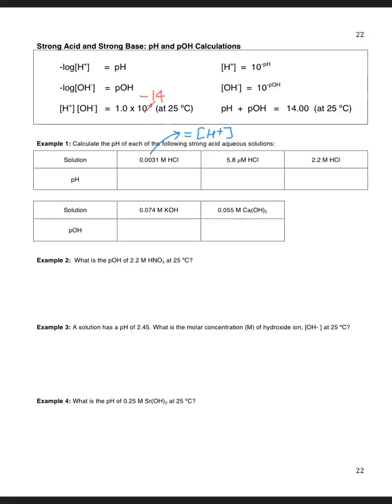Again, because it dissociates 100%, the ions produced would be 100% of what the original concentration is. Therefore, the pH of 0.0031 molar hydrochloric acid would equal the negative log of 0.0031, which is 2.51. Again, two significant figures from the concentration become two decimal places in the pH value.